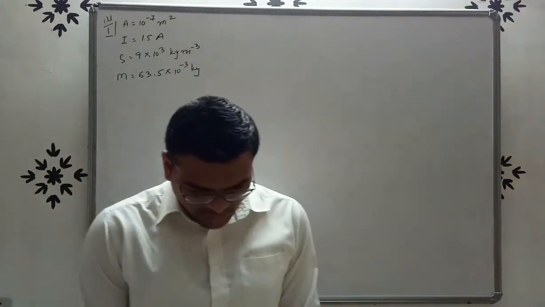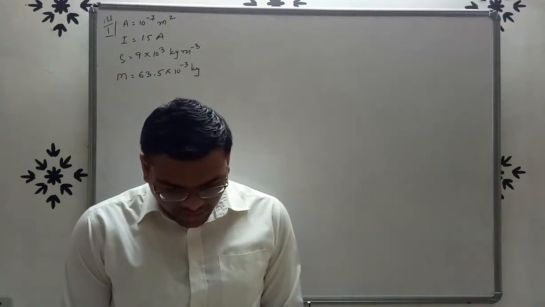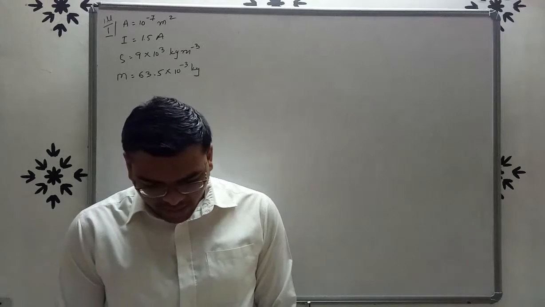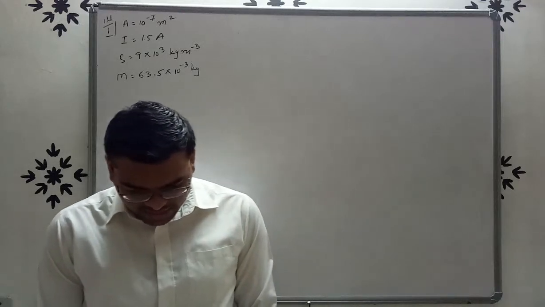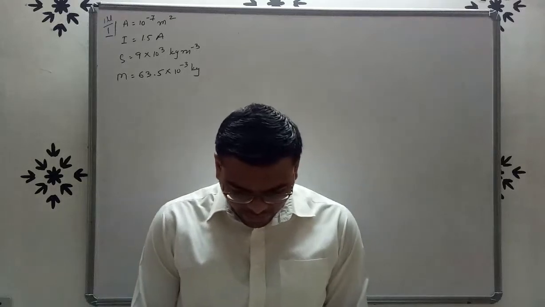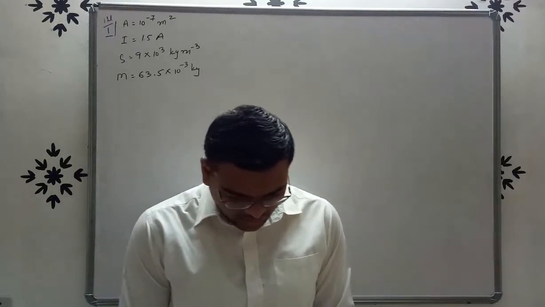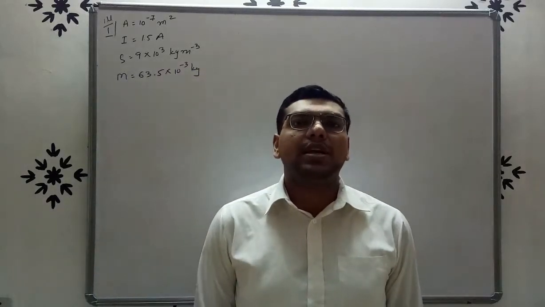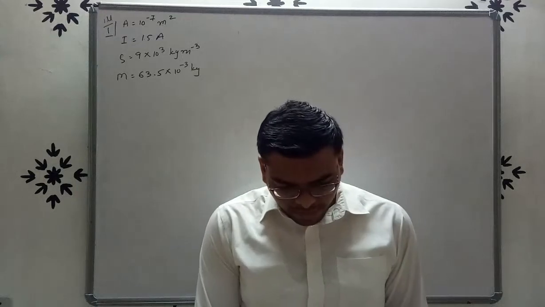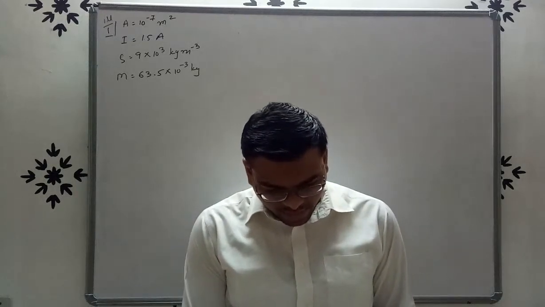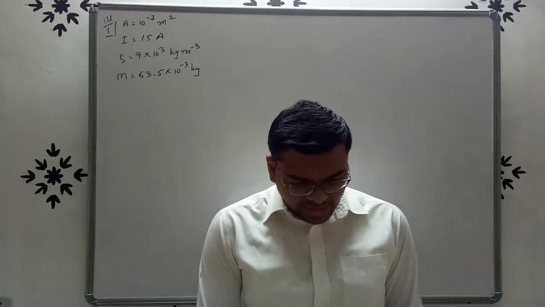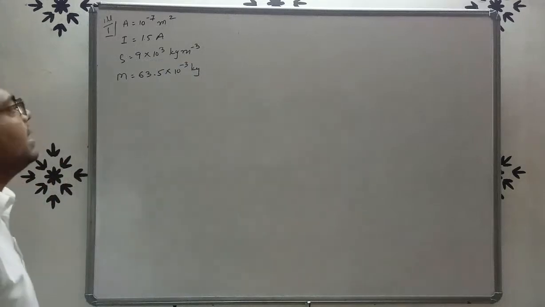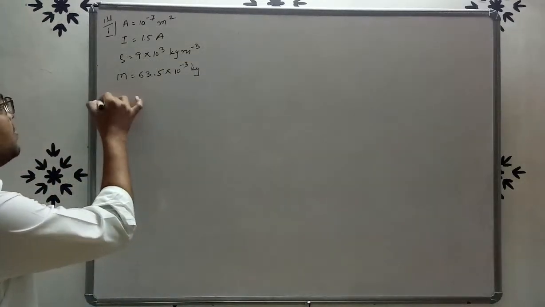Now compare the drift speed obtained above with, first, the thermal speed of a copper atom at ordinary temperature, and second, the speed of propagation of the electric field along the conductor which causes the drift motion. So first of all we have to find out the drift velocity, and we have to compare this drift velocity with the thermal speed and the speed of propagation of the electric field.